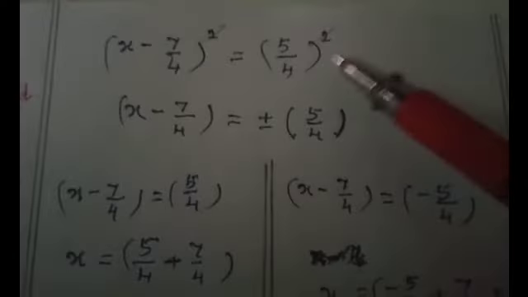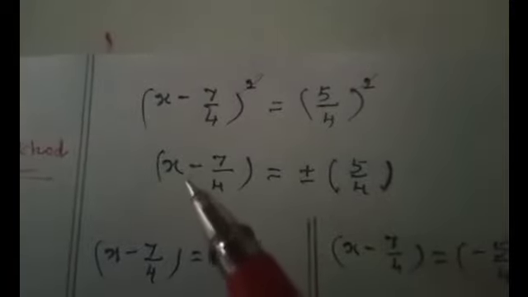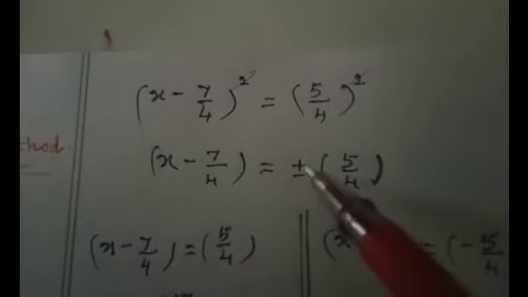x minus 7 by 4 the whole square is equal to, this 25 can be written as 5 square and 16 can be written as 4 square. So 5 square divided by 4 square, which means we can write 5 by 4 the whole square. Okay. Now we can cancel these powers. So this power 2 can be cancelled. Therefore this can be written as x minus 7 by 4 is equal to plus or minus. We have to consider both the positive sign as well as the negative sign. Plus or minus 5 by 4.